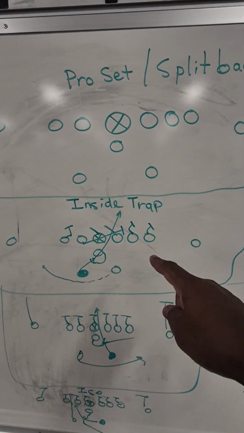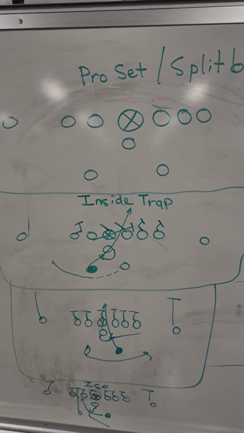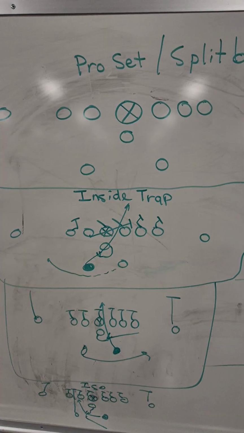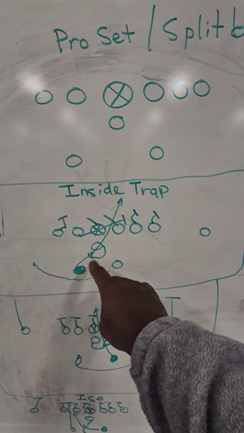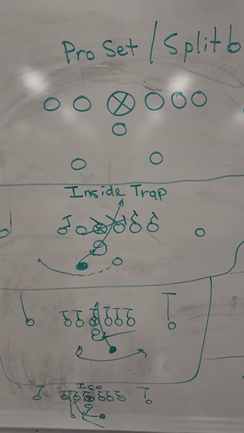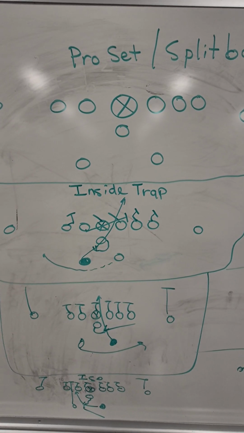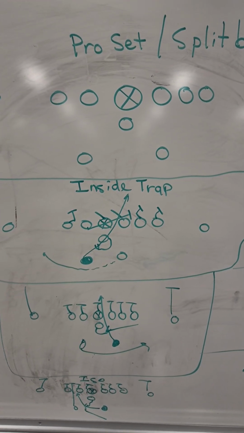This play right here, this inside trap, they ran that a lot. And here, Terry Bradshaw would reverse pivot, and they would run this inside trap to either Rocky Bleier or Franco Harris. They ran that play both ways. They ran that a lot. That was like one of their main plays.